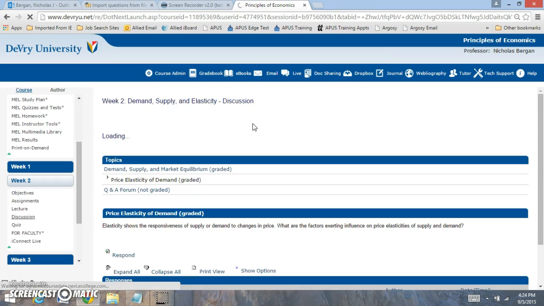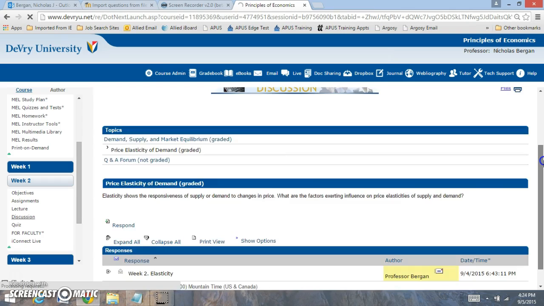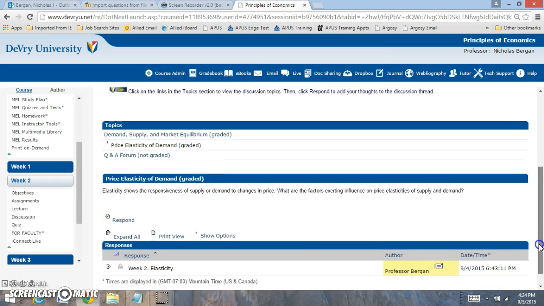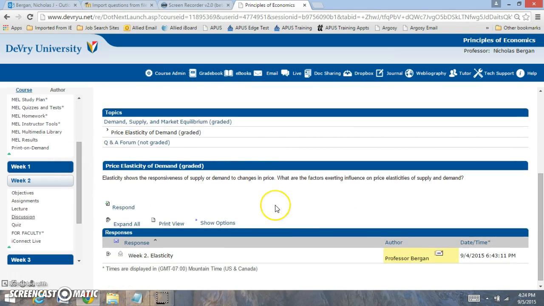Now, with the price elasticity question, elasticity looks at the responsiveness of how consumers respond to changes in the price. What are some factors exerting influence on price? And when you look at those factors, we're looking at time, percent of budget, number of substitutes, definition of market. All of those have some type of factor or influence in the market.